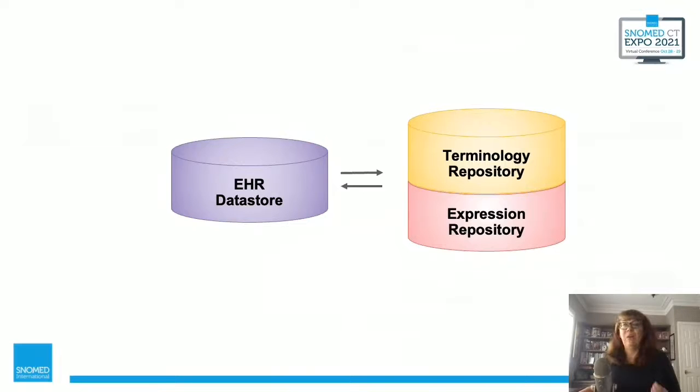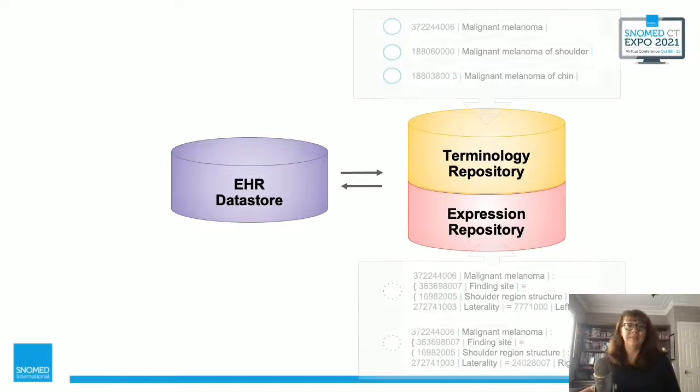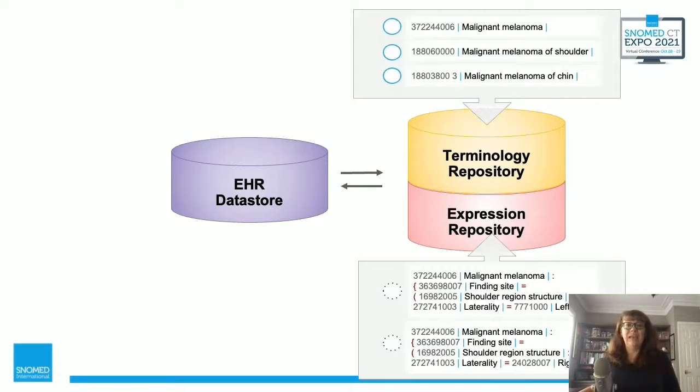So let's have a look at why we need the necessary normal form of the expression. Suppose we want to query our EHR data store. We have our terminology repository so that we can query the terminology, and our expression repository so that we can query over the expressions. In this example, we have the concepts malignant melanoma of shoulder, and malignant melanoma of chin. And we have two expressions: malignant melanoma with finding site of shoulder region structure with a laterality of left, and malignant melanoma with a finding site equal to shoulder region structure with a laterality of right.